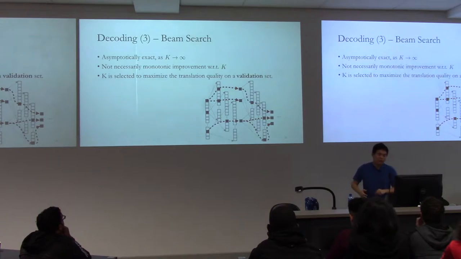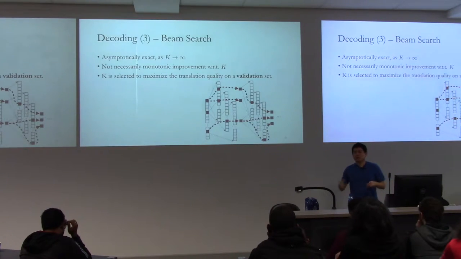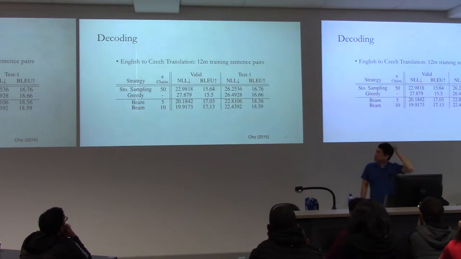So usually what we do is we choose K, the beam width, on the validation set based on the translation quality. It's pretty horrible, but that's the best we can do at the moment. And then the differences are quite significant.